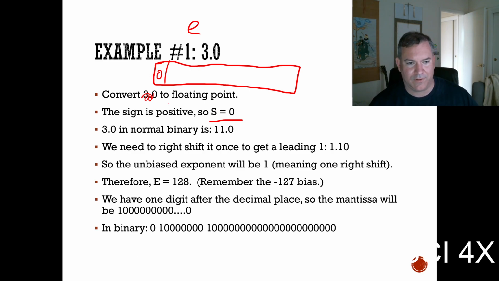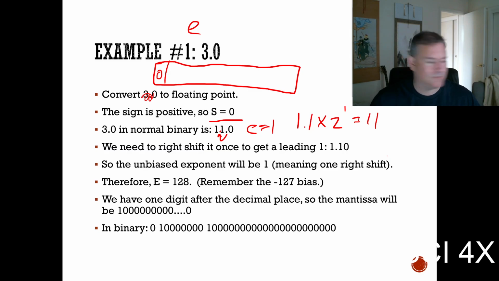Right, so convert 3 to floating point. So it is 11, right? And so we have to shift the decimal 1 point. So that is an E of 1. In other words, if we convert this to scientific notation, 3.0 is the same thing as 1.1 times 2 to the first power. Do you guys see that? 1.1 times 2 to the first power, same thing as 11, which is the same thing as 3.